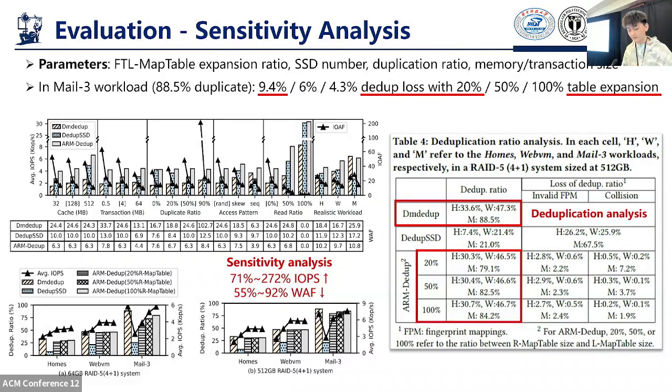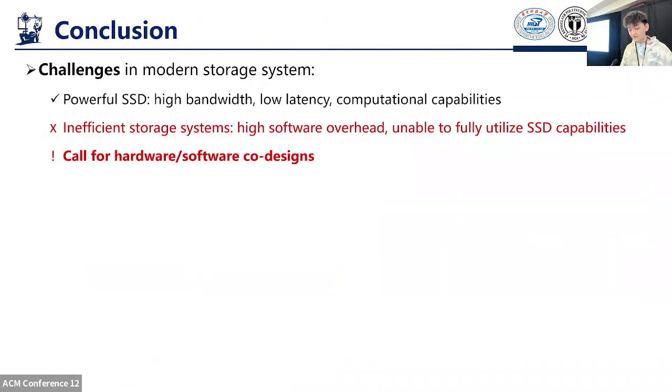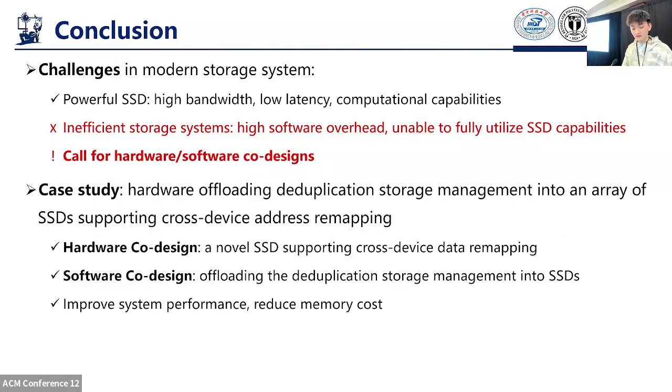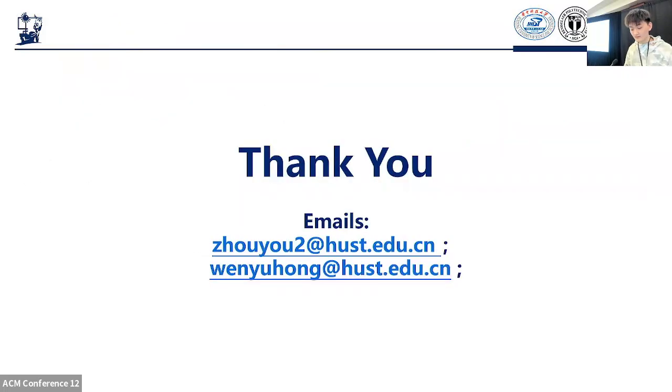In summary, modern storage systems cannot fully utilize the powerful SSD hardware performance due to high software overhead. One way to solve this problem is through hardware and software co-design. In this paper, we showed how this idea can be achieved to optimize the deduplication system performance. My report is over. Thank you.